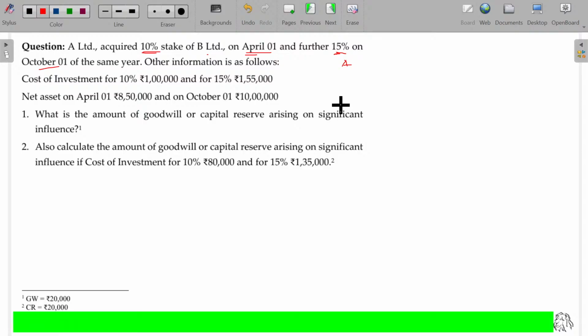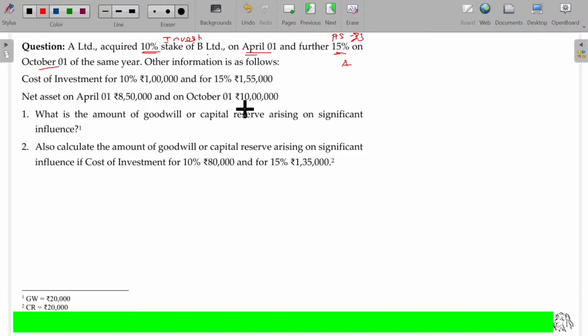So you have to calculate in the AS 23 format only when there is an associate status. If there is no associate status, it is simply investment only. So at this time it is only investment, and AS 23 is not applicable. In this case, automatically this becomes significant influence and AS 23 will be applicable. The equity method is applicable. Is that clear?